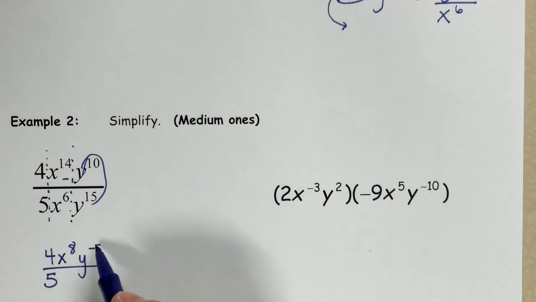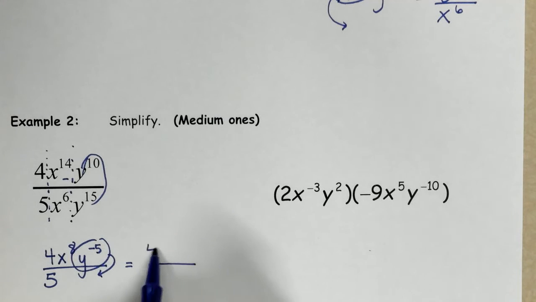But the negative indicates that the y's don't want to be on top, they want to be back on the bottom. The reason they want to be back on the bottom is because there were more of them there to begin with, so it would make more sense to leave them there. So we send them back to where they're comfortable, and we'd have y to the 5th on the bottom. Okay?